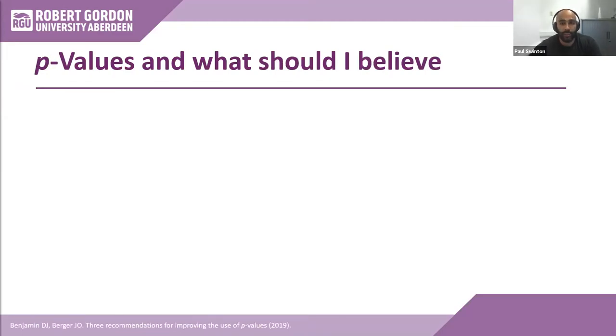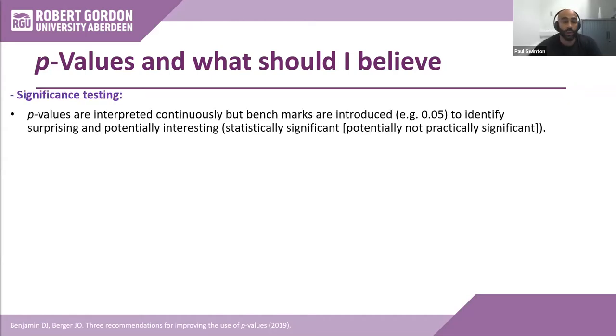Moving on to the next level of inference, that's basically what should I believe after seeing these data. This can be mapped quite well to significance testing. With significance testing, p-values are interpreted continuously, but they're benchmarked. For example, a common benchmark would be p equals 0.05. Values around here are treated as a signal that something is potentially of interest and should be considered further in the context of theory, previous results, or as exploratory research. There's no bright line. In other words, with significance testing, there's no difference between p equals 0.04 and 0.06.